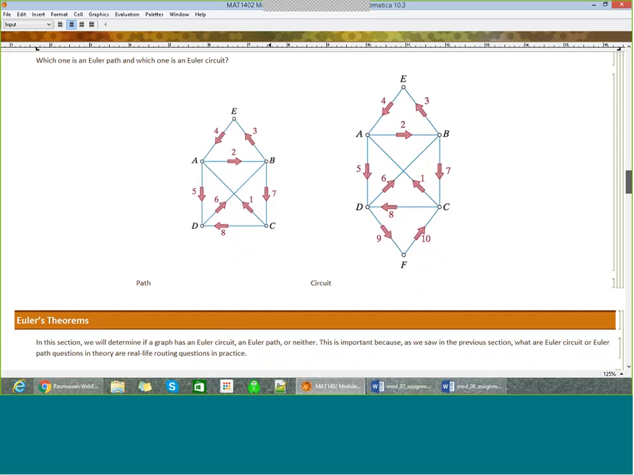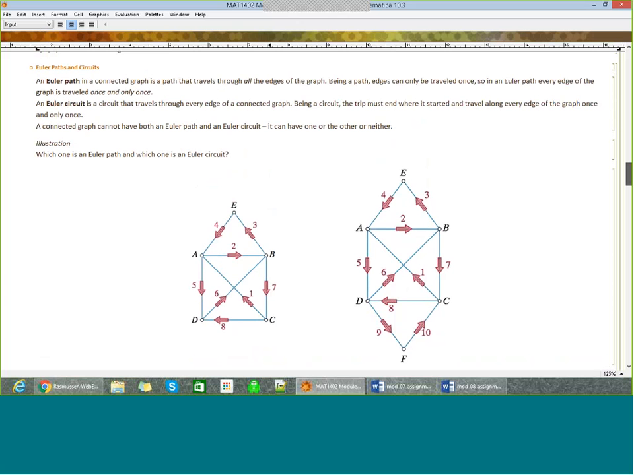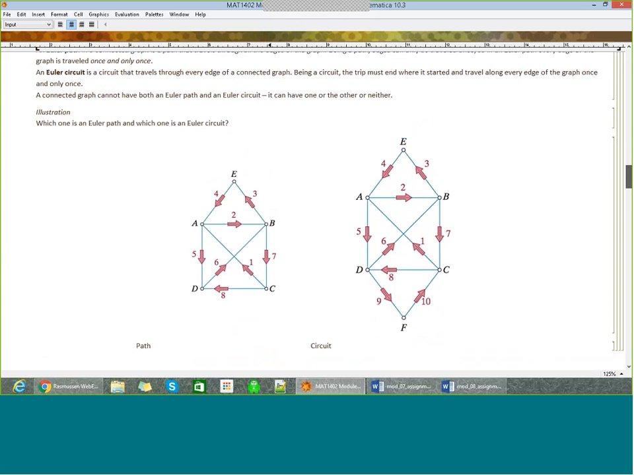So moving on. You have to be able to identify the Euler path or Euler circuit.